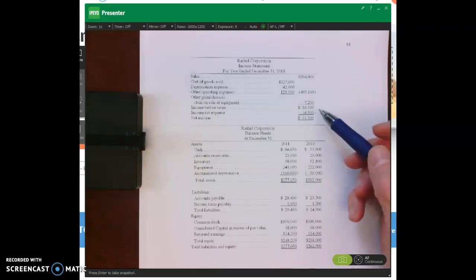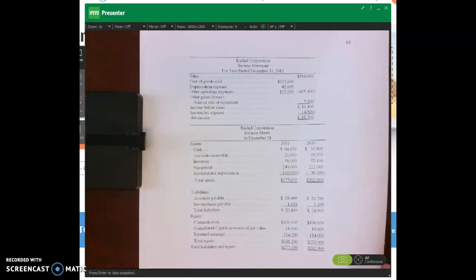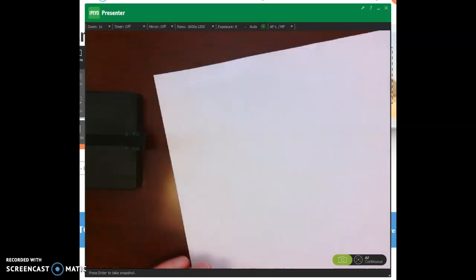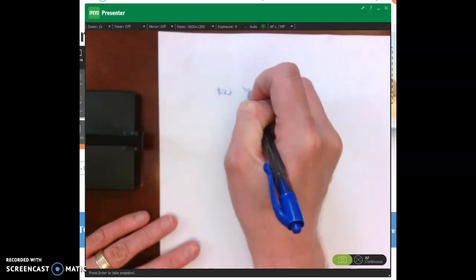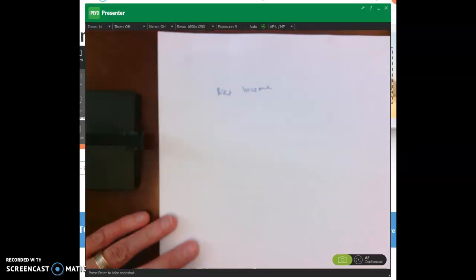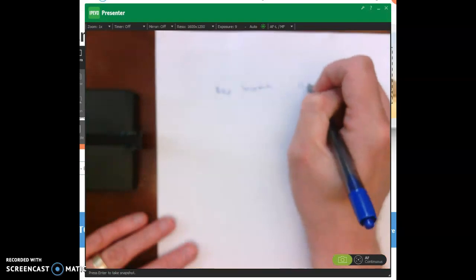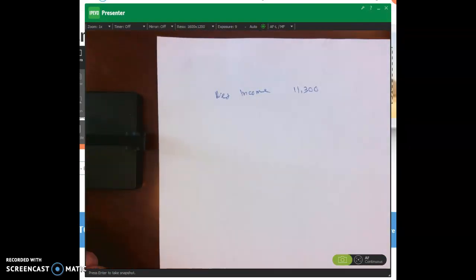The first thing that we always do is find net income, which we find on our income statement. So I'll write down net income, which is $11,300. Then the first step, after we do that, is to look at the changes in the account balances for non-cash current assets and then current liabilities.